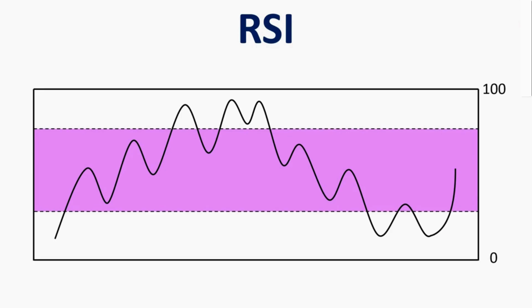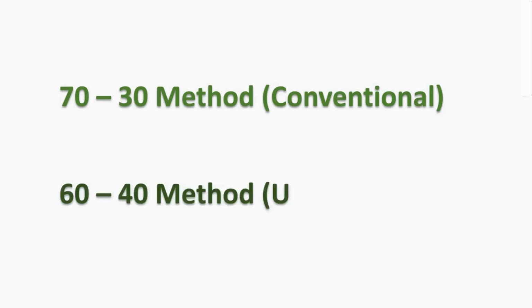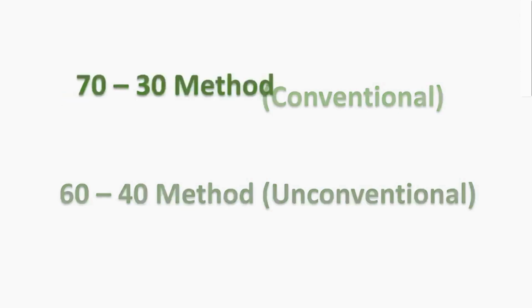There are two ways to understand RSI. The first is the 70-30 method, which is basically a conventional way of using RSI. The next one is the 60-40 method, which is an unconventional way to trade using RSI. In this video, we will understand both of these ways and figure out which one is best and which method you must be trading. First let us look at the 70-30 method.